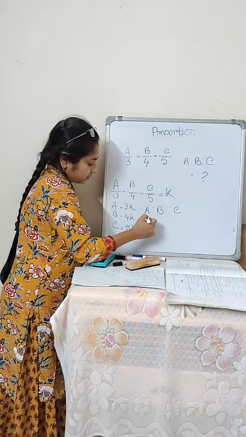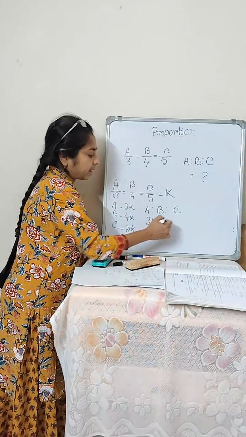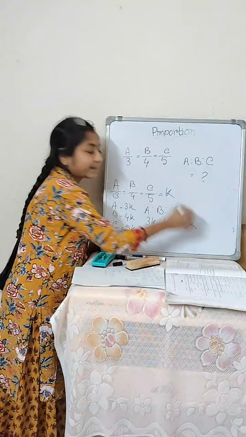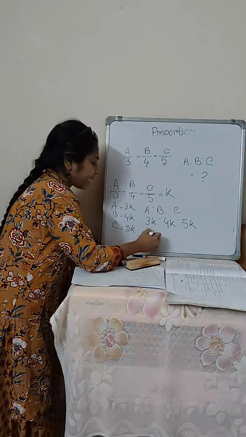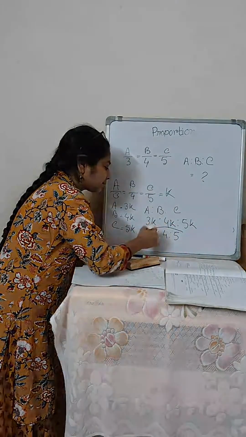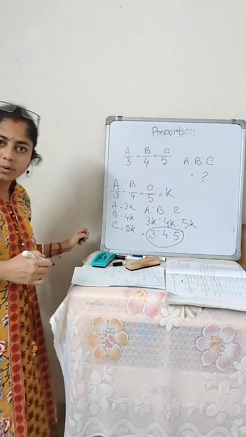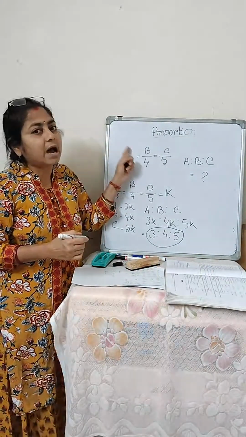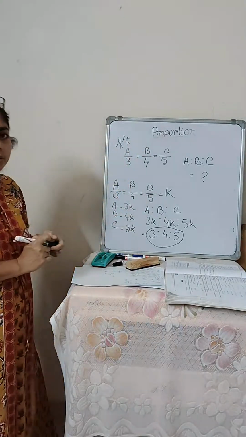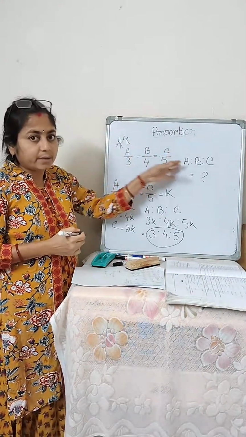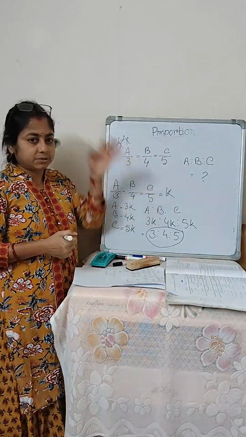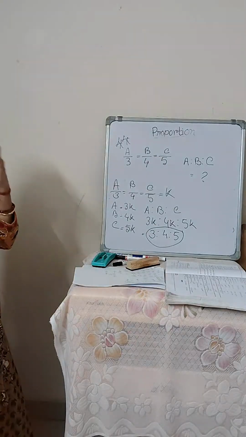3K and 4K is to 5K. I cancel K. And the answer is 3 is to 4 is to 5. It is our answer. Okay? And please give star marks in this question. It is a very important question. You just write a K variable, crosswise multiplication, put the value of A, B, C and do it. Please complete the math from the board.